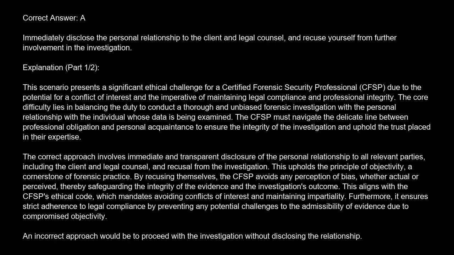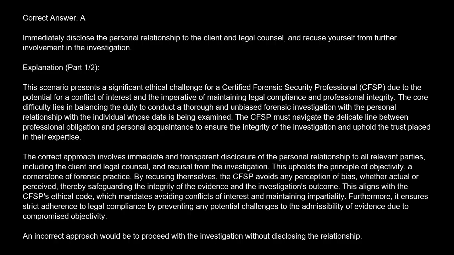The CFSP must navigate the delicate line between professional obligation and personal acquaintance to ensure the integrity of the investigation and uphold the trust placed in their expertise. The correct approach involves immediate and transparent disclosure of the personal relationship to all relevant parties, including the client and legal counsel, and recusal from the investigation. This upholds the principle of objectivity, a cornerstone of forensic practice. By recusing themselves, the CFSP avoids any perception of bias, whether actual or perceived, thereby safeguarding the integrity of the evidence and the investigation's outcome.